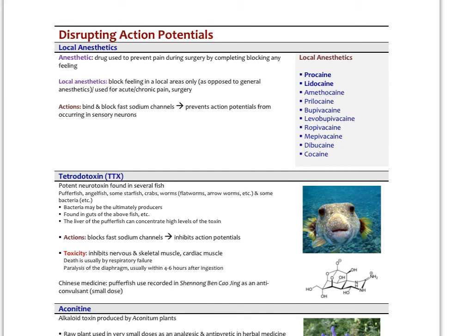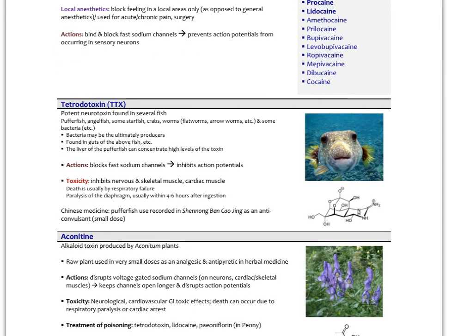Another example is Tetrodotoxin. This is in the pufferfish toxin. It's found in pufferfish, angelfish, some starfish, crabs, worms. It actually is thought to be made by specific bacteria that these fish eat. Basically, it's found in their intestines and liver. So the liver of the pufferfish can concentrate a huge amount of the toxin.